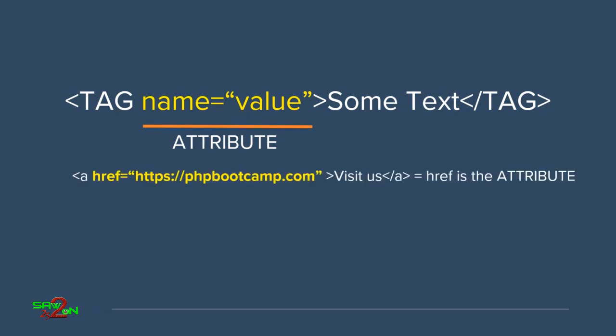Okay, an example: if you're writing a link or a hyperlink, you have to mention where the user should go when someone clicks this text. What is the URL location, and what is the text that should be displayed on the browser? So "Visit us" is displayed and this will be linked. When someone clicks "Visit us", they have to go to this location. So in this whole element, href is nothing but an attribute.